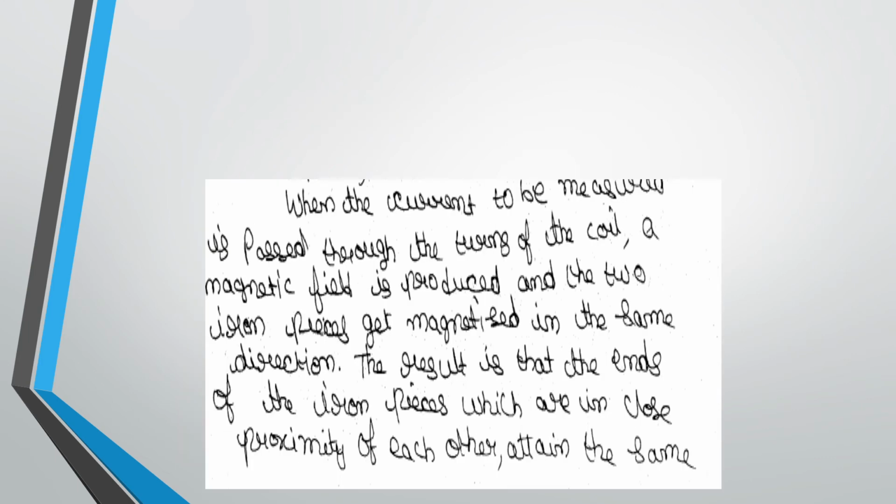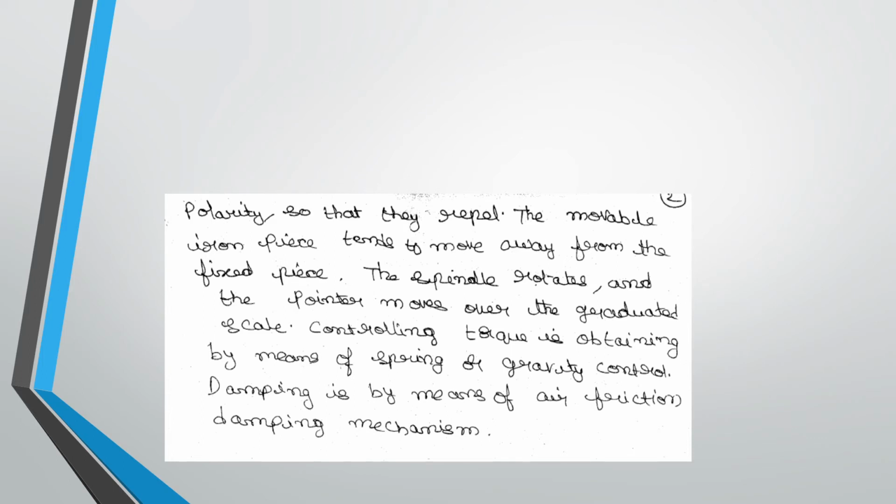When the current to be measured is passed through the turns of the coil, a magnetic field is produced and the two iron pieces get magnetized in the same direction. The result is that the ends of the iron pieces in close proximity attain the same polarity, so they repel. That means the movable iron piece will repel and move away from the fixed piece. With that, the spindle will rotate and the pointer will deflect over the scale.